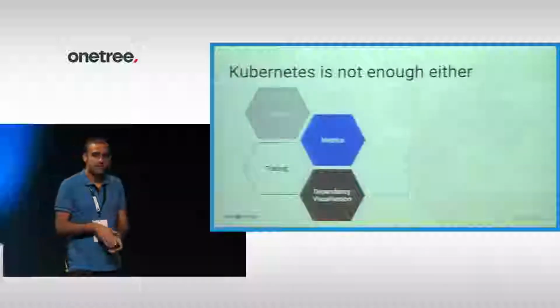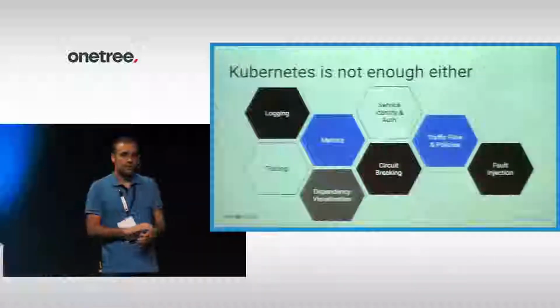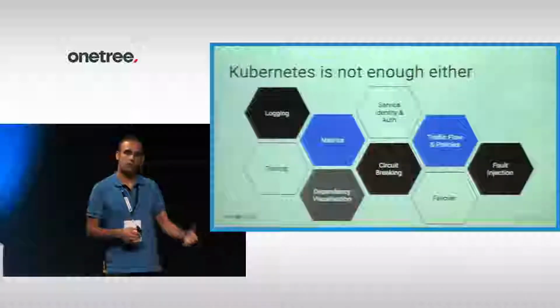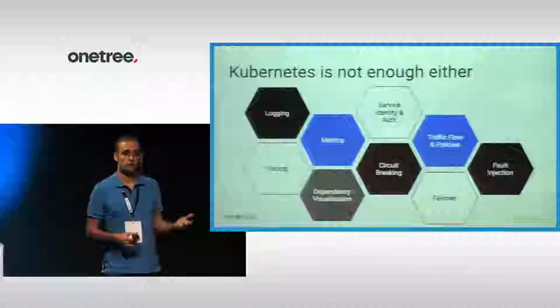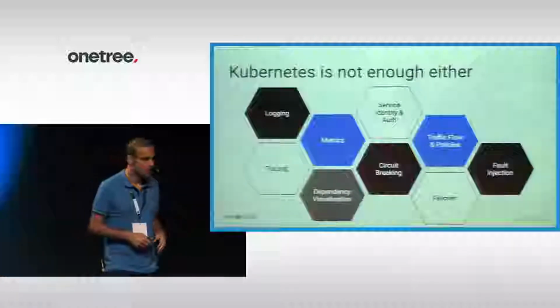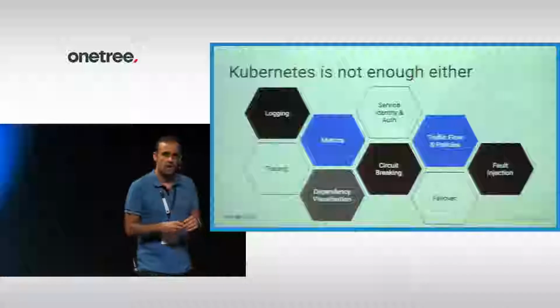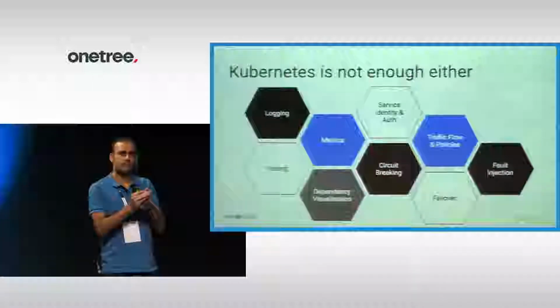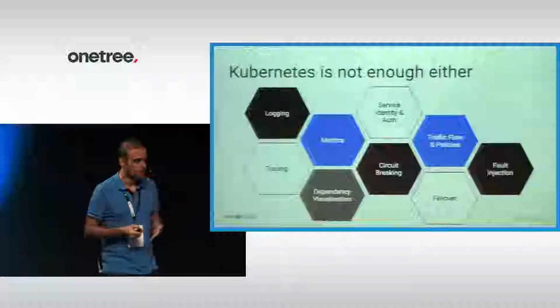But unfortunately, Kubernetes is not enough either, because when you run a service in production, you want logging. So what logging framework should you use, and where do you store your logs, and how do you visualize them? You probably want tracing. So how do microservices call each other, and where is the time being spent? It would be nice to know.